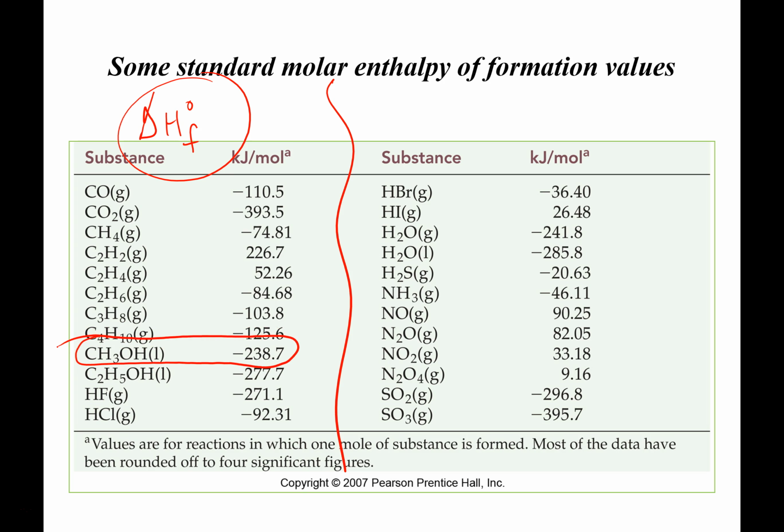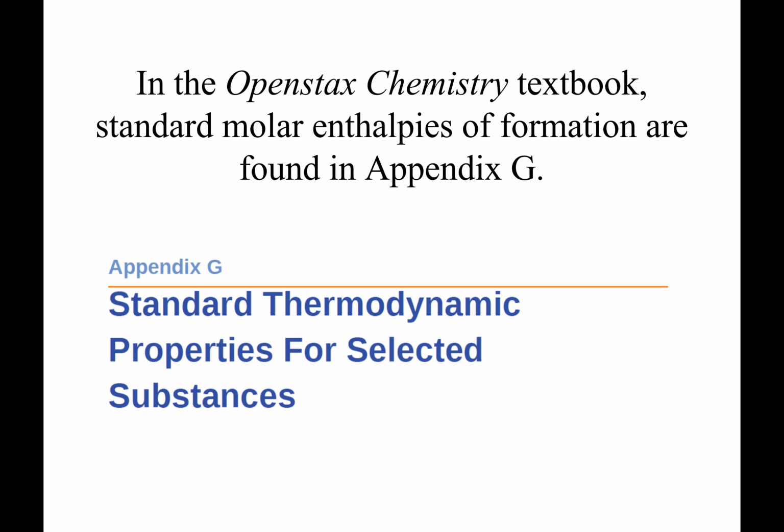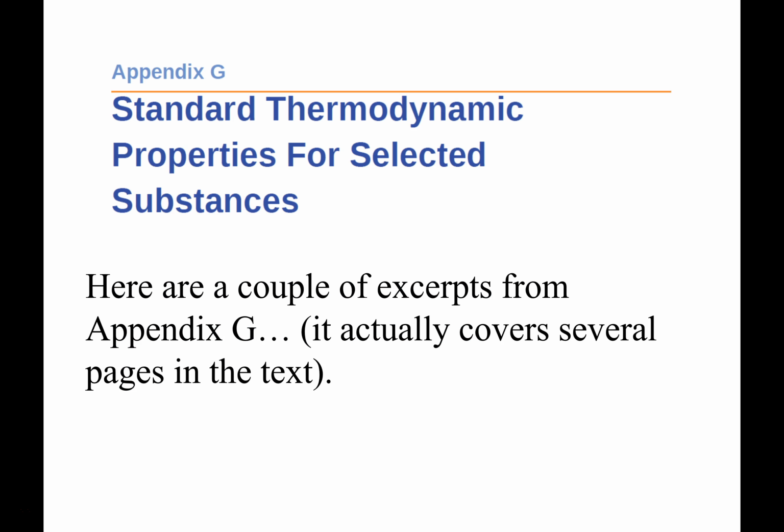So we could take any of these and put it as the product, and then just tack on elements as reactants, and make a little equation showing the formation of these. Okay, and that would be the heat of the reaction. These are in your OpenStax textbook. In the back, appendix G actually has some values.